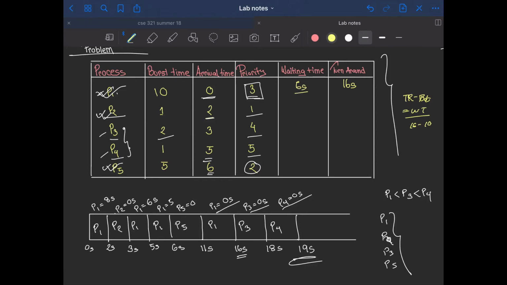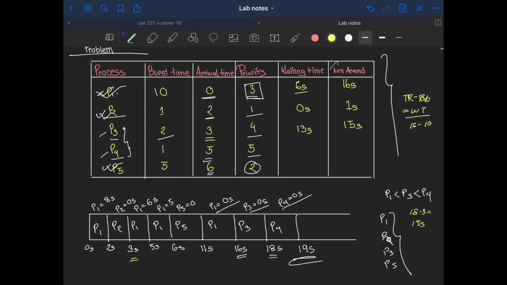P2 came at the 2nd second and left the RAM at the 3rd second, so the turnaround time is 1 second. It's basically its burst time, and it didn't have to wait for anything, so 0 seconds. P3 came at the 3rd second and left at the 18th second, so 18 minus 3 is 15 seconds. So the turnaround time for P3 is 15 seconds, and P3 had a burst time of 2, so it had to wait for 13 seconds.